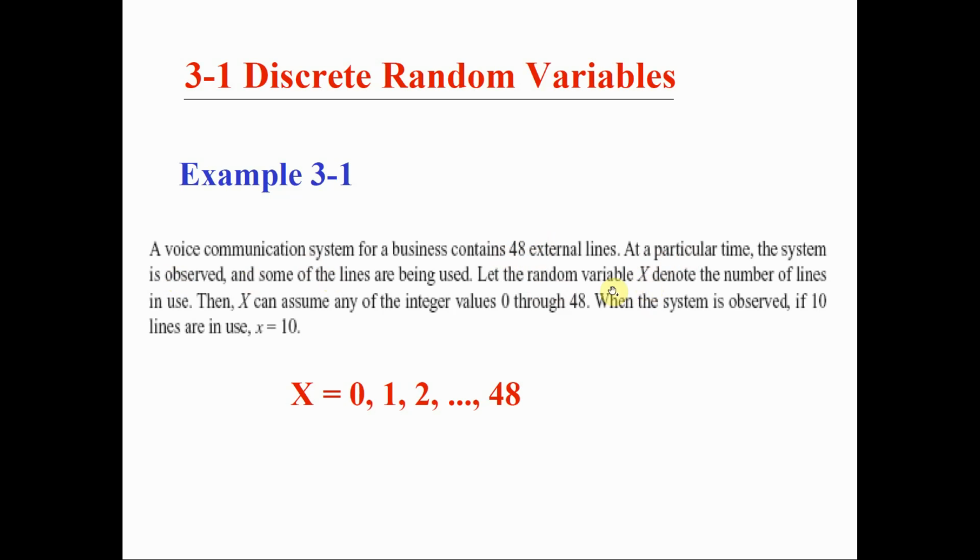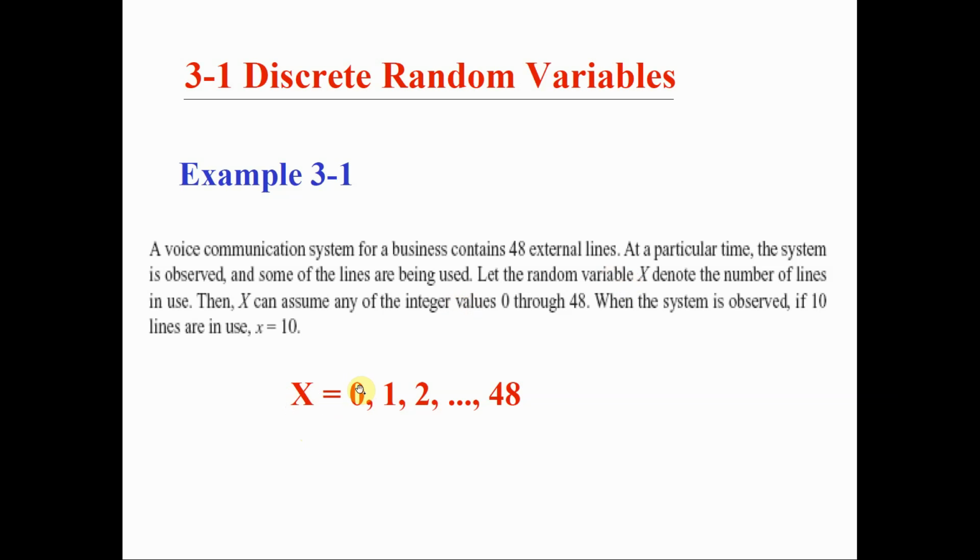Now we define a variable x. Let the random variable x denote the number of lines that are being used. In that case, what are the different values for variable x? Can x be 0? If I observe the system and find that none of the lines is being used, all of them are not used, all of them are available or empty, in that case, x is equal to 0. So x can be 0 in this context.